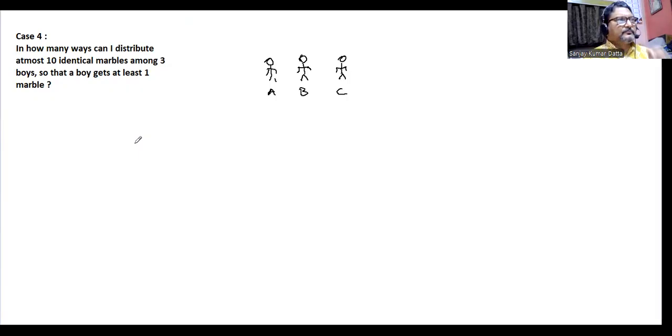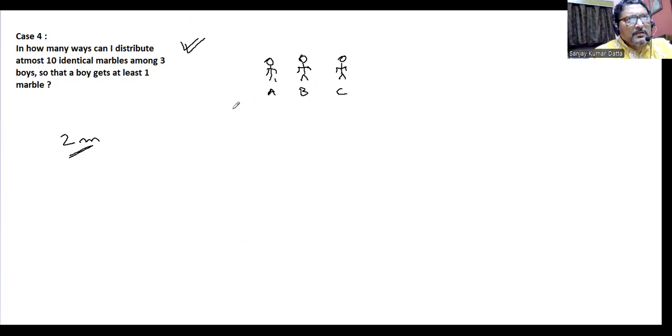So what do we do? Okay, at most 10 identical marbles. I hope you realize that within at most 10 identical marbles, one case that is possible is that they have 2 marbles. 2 marbles falls within at most 10 identical marbles, right? So they have 2 marbles. But tell me, is that actually possible? No, right? Because if each boy has to get one marble and there are 3 boys, how will it be possible?